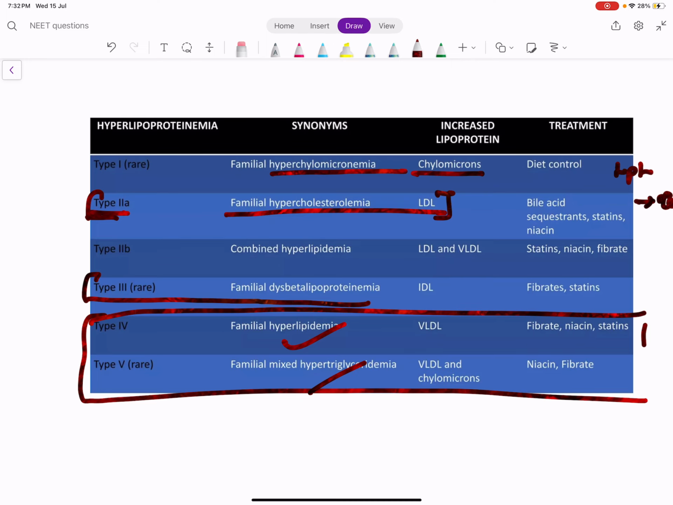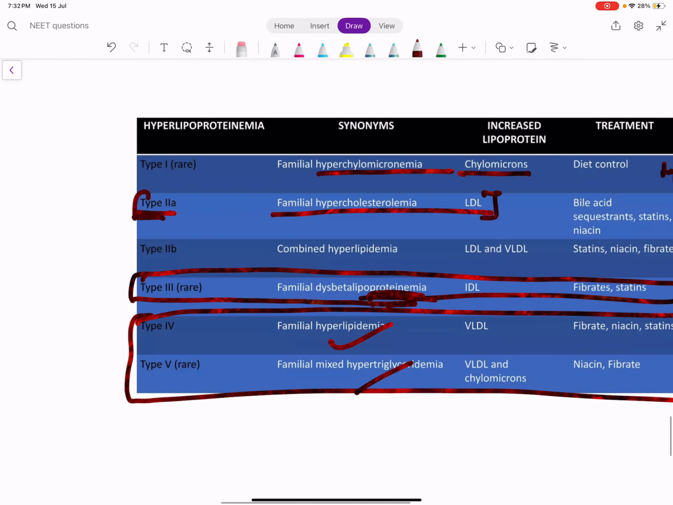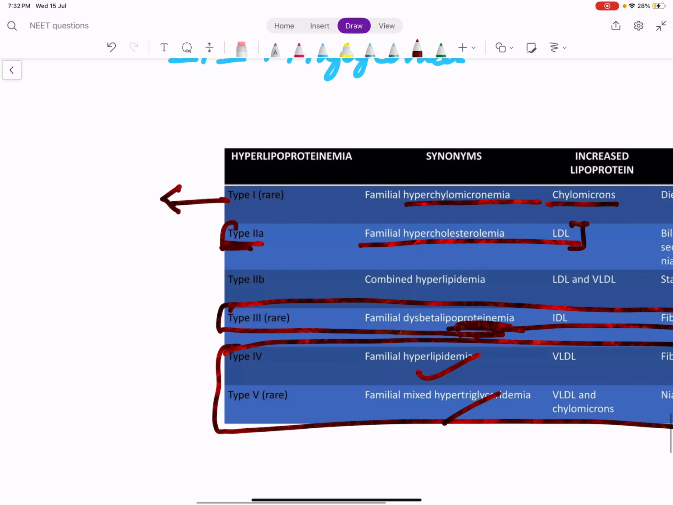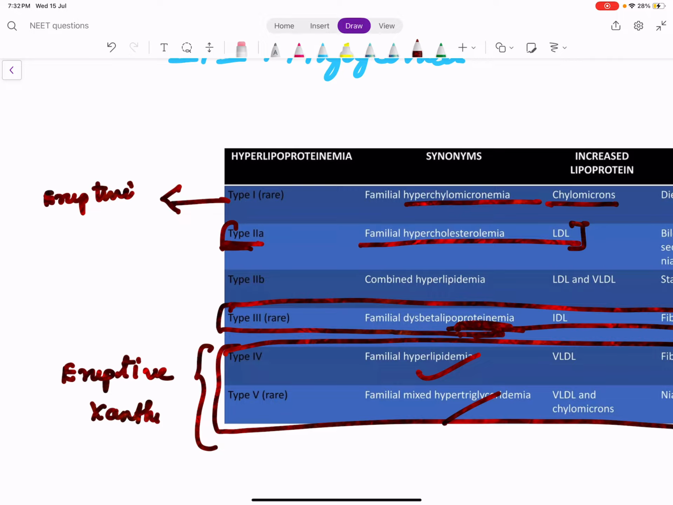Type 3 is familial dysbeta lipoproteinemia. Here IDL is high, intermediate density lipoprotein is high. Clinical clue, in familial hyperchylomicronemia there will be eruptive xanthoma. Type 4, type 5 hyperlipidemia also there will be eruptive xanthoma. So any condition where triglyceride is high, there will be eruptive xanthoma. Our famous familial hypercholesterolemia, there will be tendon xanthoma. In type 3 or familial dysbeta lipoproteinemia, there will be Palmar xanthoma.